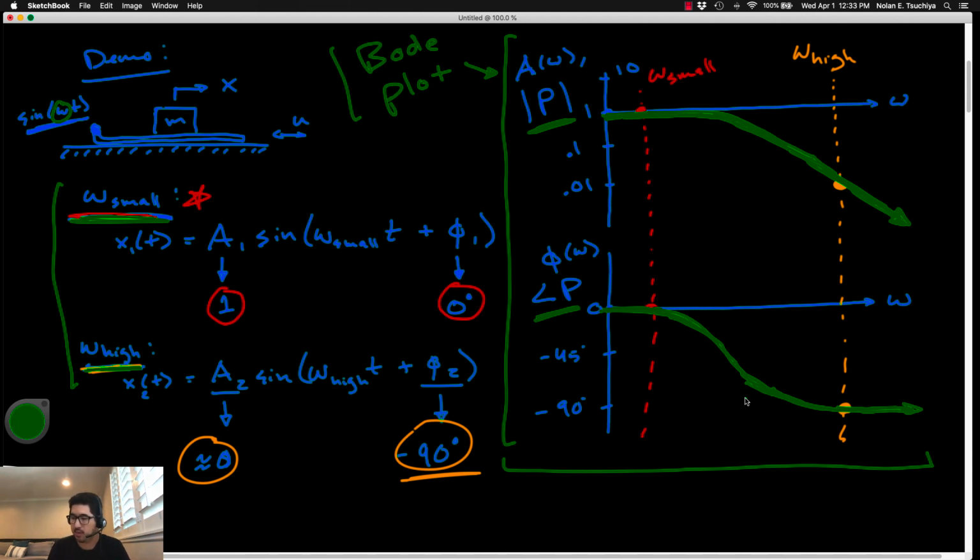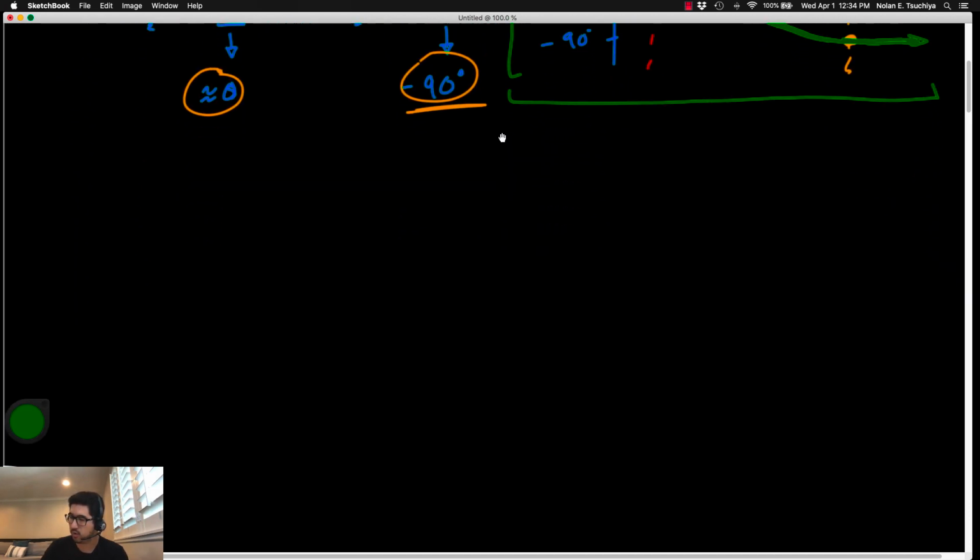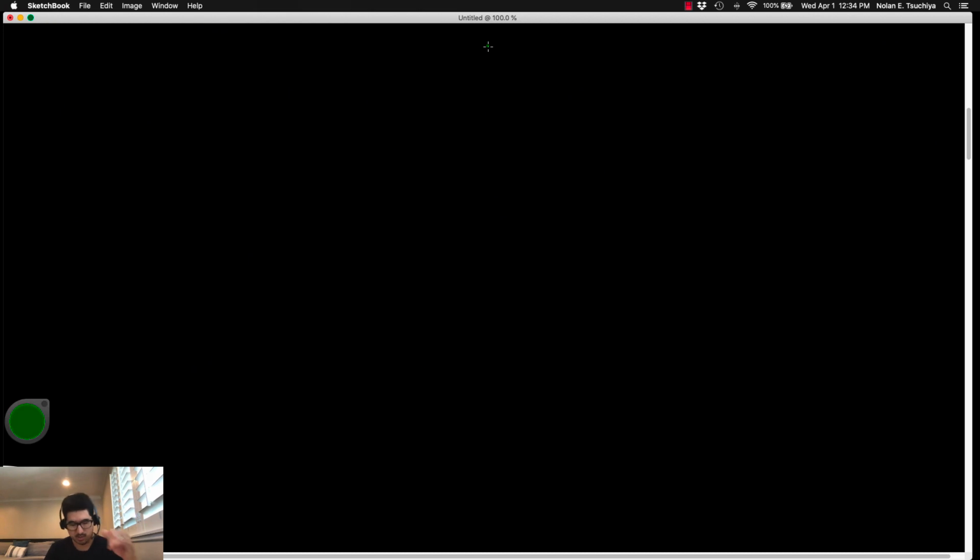The question now becomes, can I still produce these Bode plots, or these green lines, which are magnitude and phase plots for all frequencies? Can I do that analytically without having to set up an experiment like this? Of course the answer is yes, and the way that we're going to approach it is through something called the frequency response function.